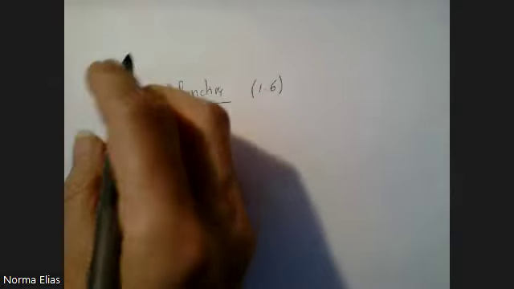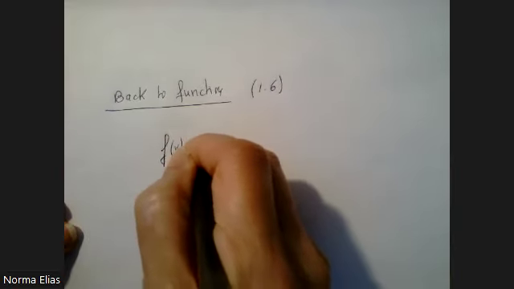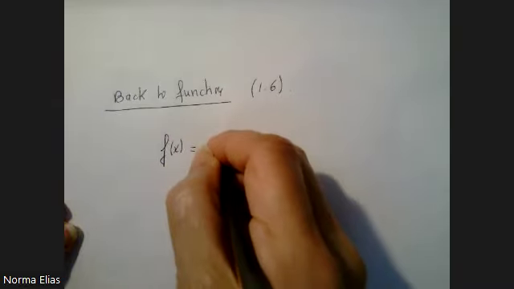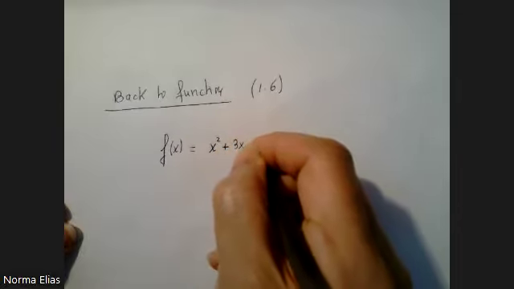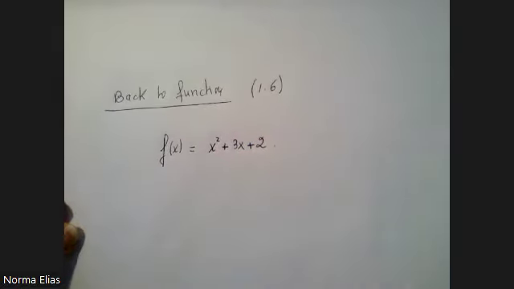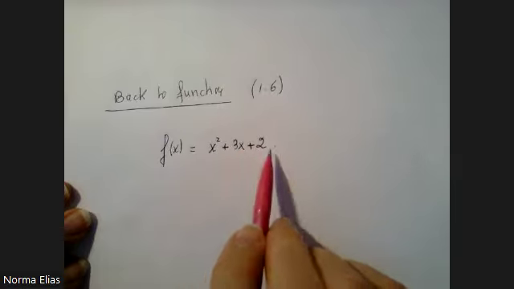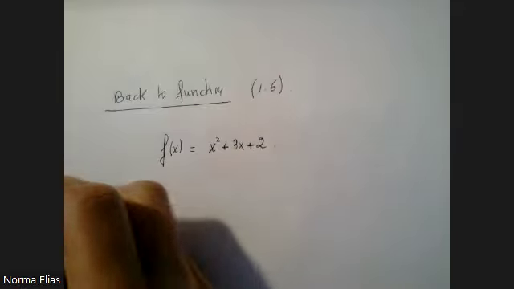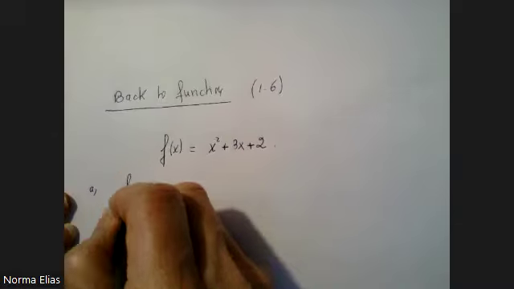So I'm going to take the following function. Let f of x have the following rule: f of x equals x squared plus 3x plus 2. So I have a rule that takes an input x, and to this input, it associates x squared plus 3x plus 2. So first, let us evaluate f of minus 2.